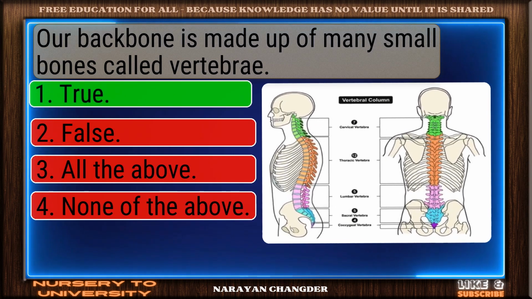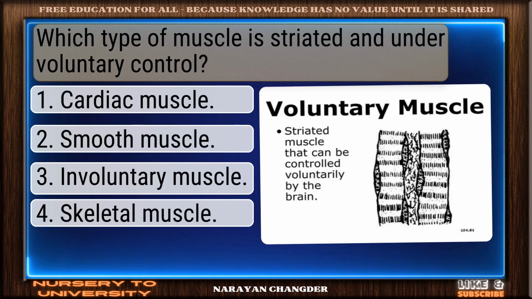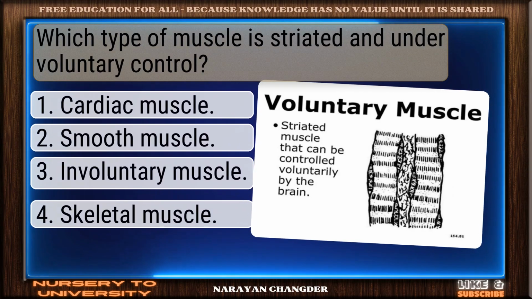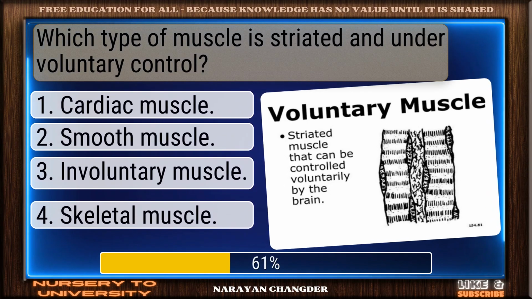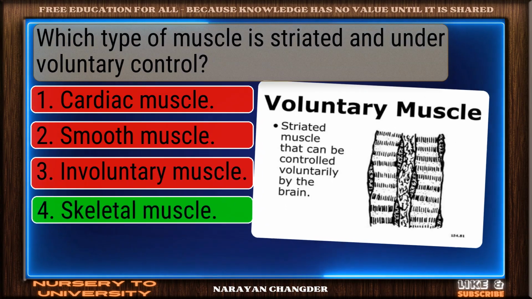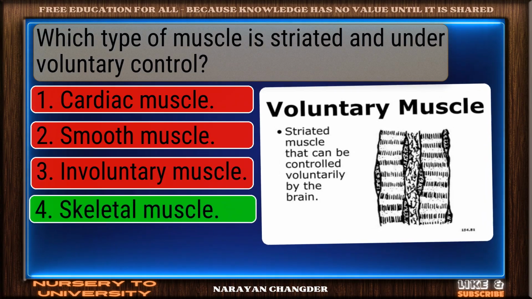Excellent. True is a brilliant choice. Which type of muscle is striated and under voluntary control? Sharp thinking. Skeletal muscle is the right choice.